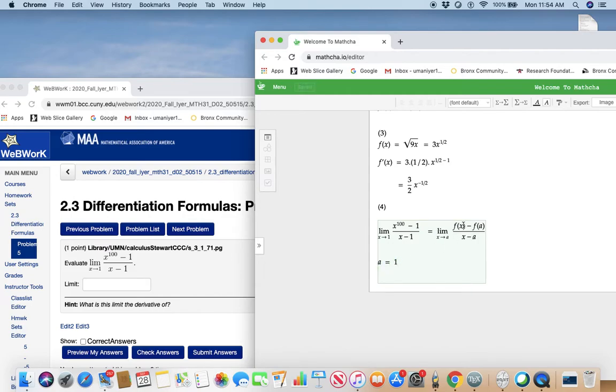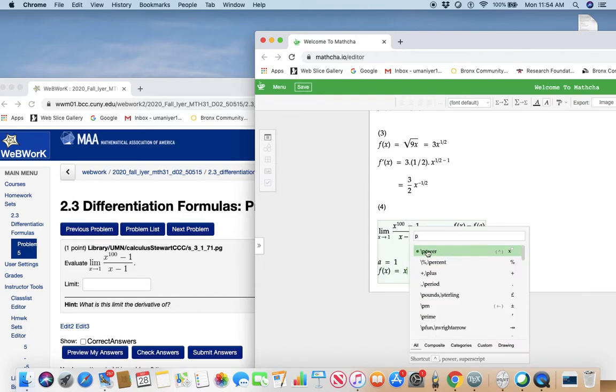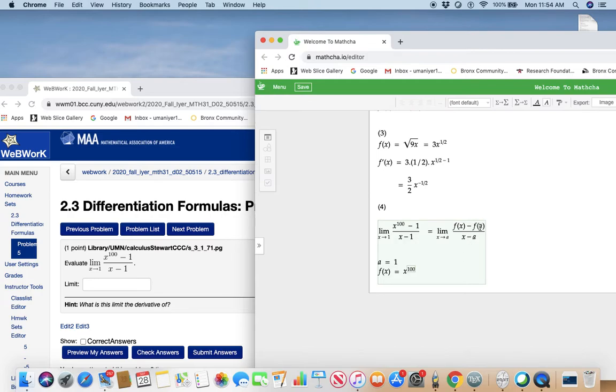What about f(x)? f(x) should be x to the 100, right? f(x) should be x to the power 100. Please check that f(a) is indeed 1. A being 1, f(1), 1 to the 100, is 1. So that is correct. So what does this represent? This represents f prime at a. That's the definition. So we want to find f prime at 1 because a is 1. That's what this question is.